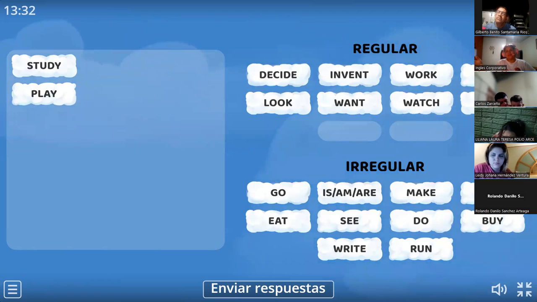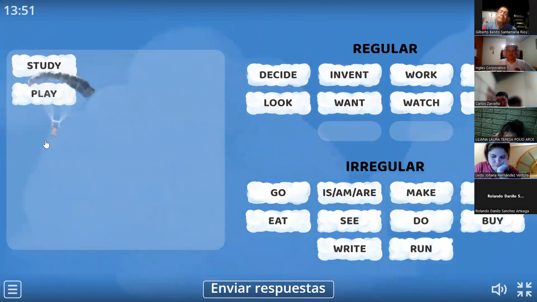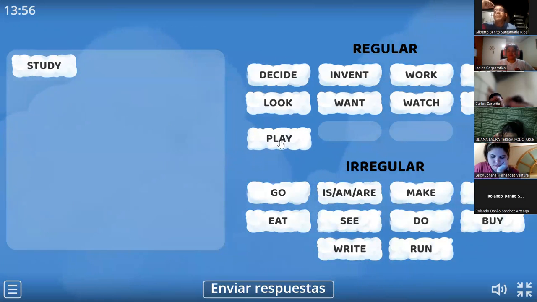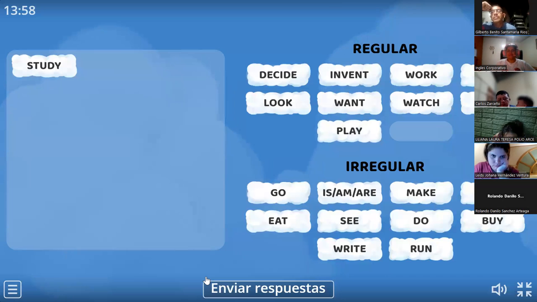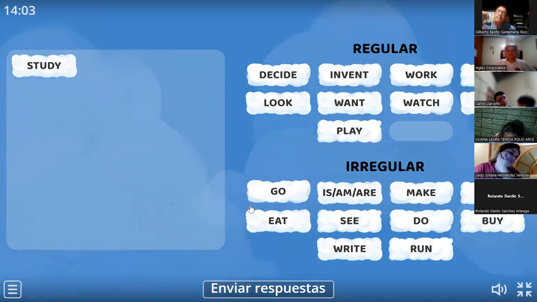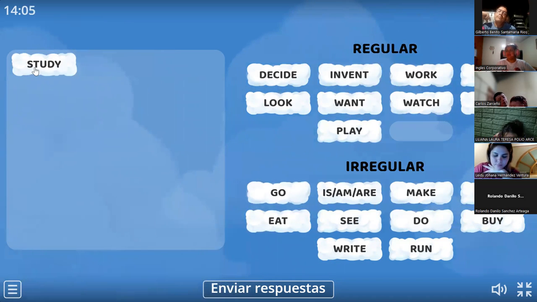It is similar. Ran. Okay. It is similar. Very good. Thank you so much. Okay. Hazel, are you there? Yes. Okay. What is the pronunciation of play? Played. Okay. With D. Okay.